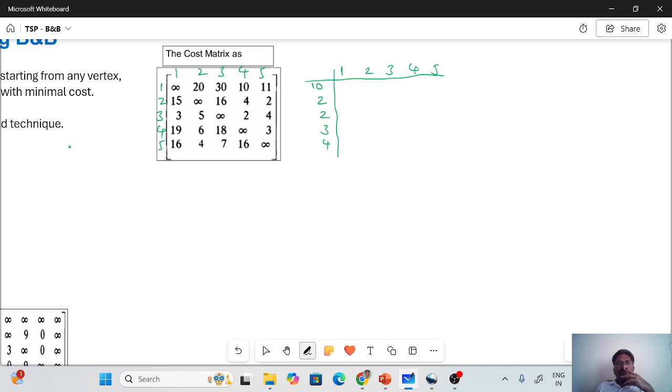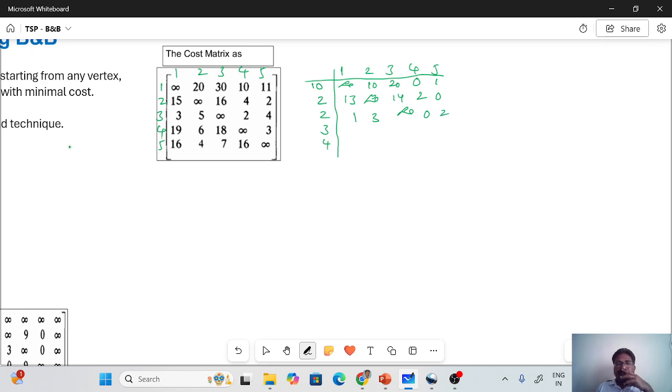1 to 1, infinity. Infinity minus 10, infinity only. 20 minus 10, 10. 30 minus 10, 20. 10 minus 10, 0. 11 minus 10, 1. For the second row, the minimum value is 2. So 15 minus 2, 13. Infinity. 16 minus 2, 14. 4 minus 2, 2. 2 minus 2, 0. For the third row, the minimum value is 2. 3 minus 2, 1. 5 minus 2, 3. 2 minus 2, 0. And 4 minus 2, 2.